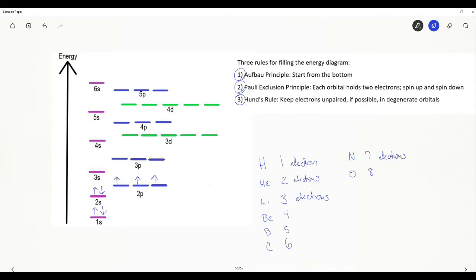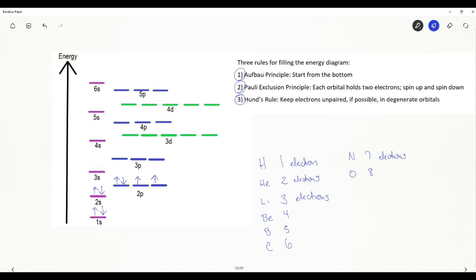I cannot put my 8th electron in the 3s yet because the Aufbau principle tells me that I need to fill electrons from the lowest energy. I still have slots available in a lower energy orbital. So I'm going to erase this electron, and this electron needs to now be paired. So now I have only 2 unpaired electrons in those 2p orbitals.